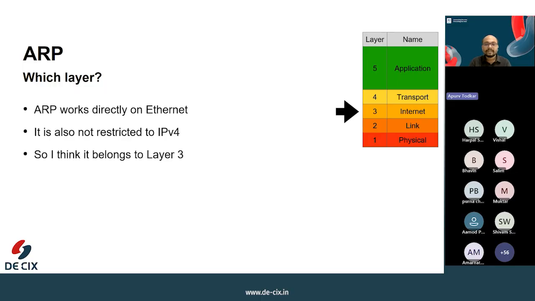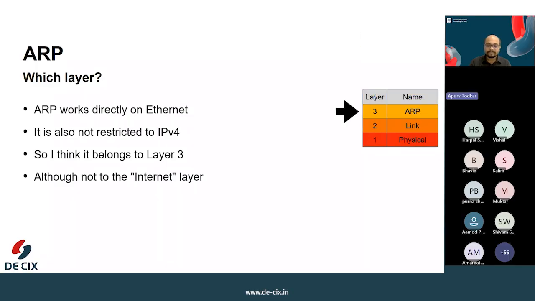But at the same time, it is not really a part of the internet layer. So the best way to describe it is that ARP sits at layer 3, but it is not an IP packet. It has its own protocol at layer 3. Okay. So that is ARP for you, and how an IPv4 host and router learns the Ethernet address for a given IPv4 address. So that was ARP.